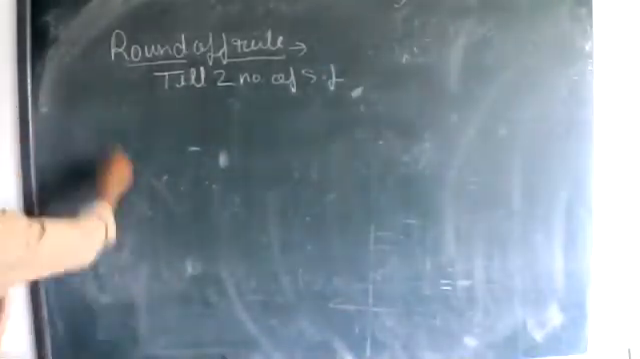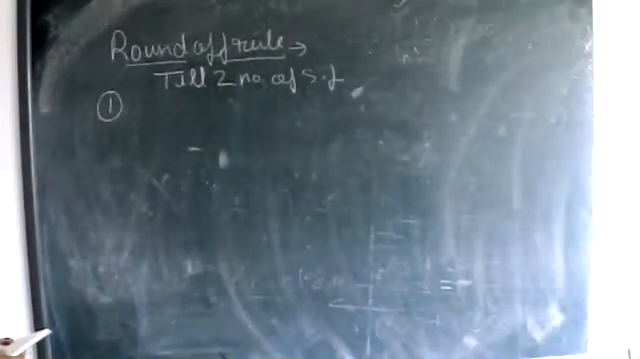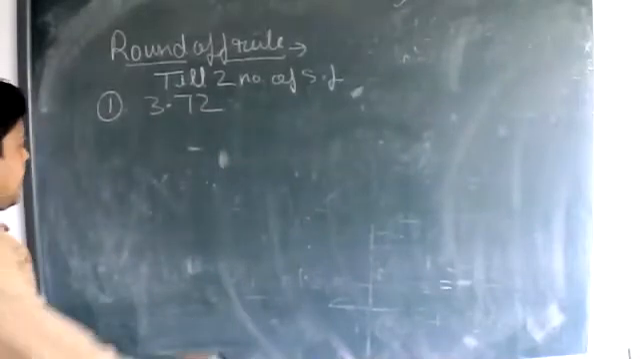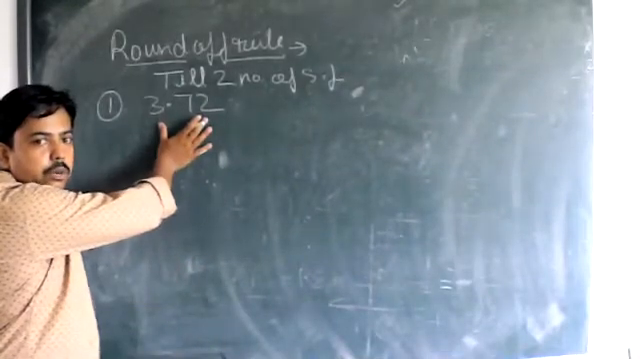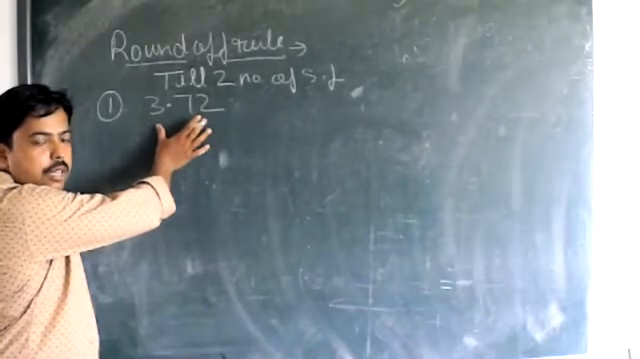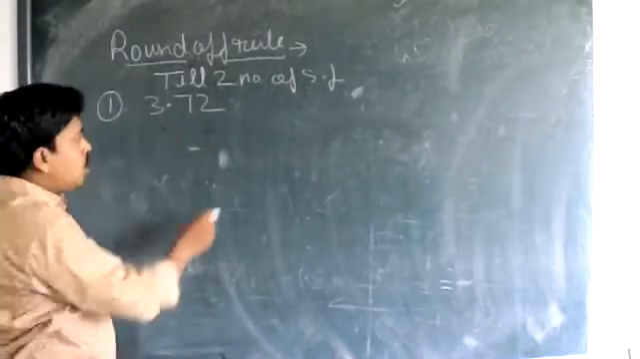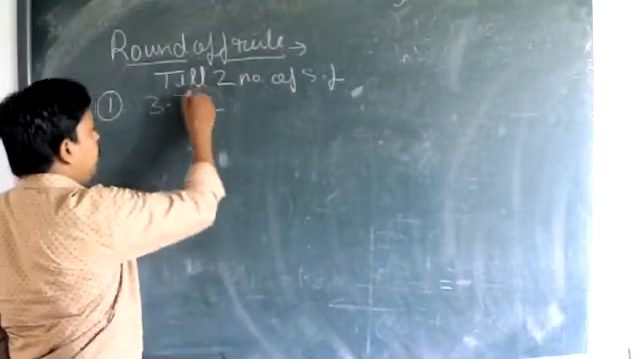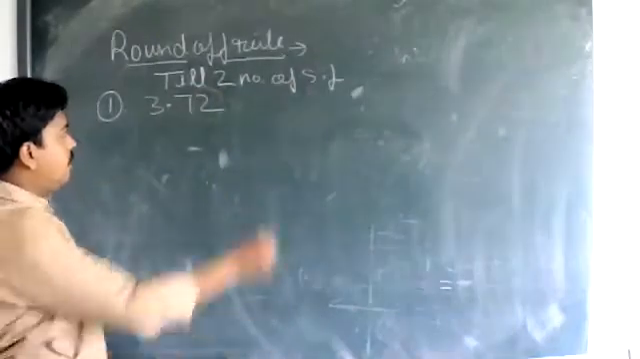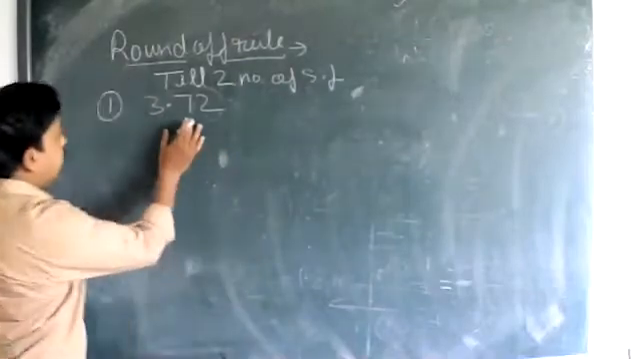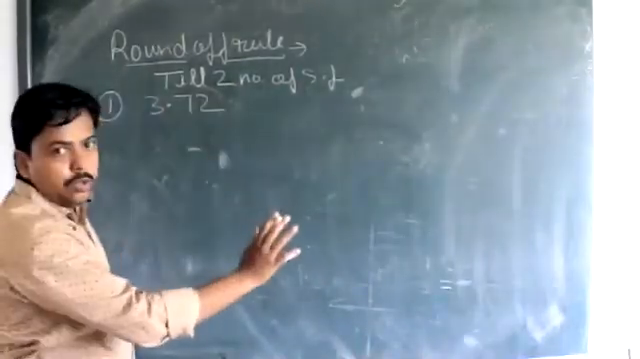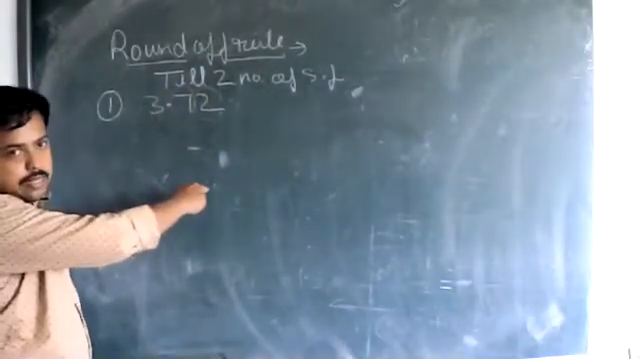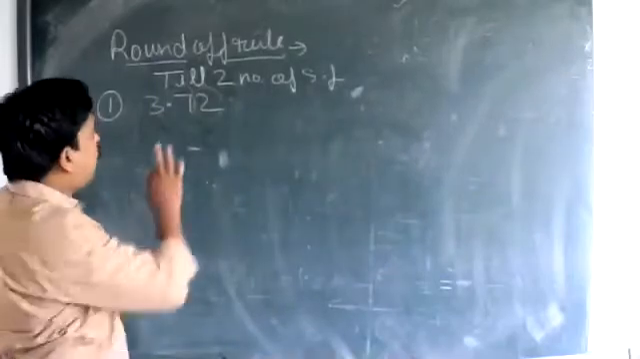For example, the first example: how many significant figures does it have? We know from our previous knowledge it has three significant figures, 1, 2, 3. So if you want to get till two significant figures, that means this number should be eliminated. Am I right? Now, after eliminating it, what will be in place of 7? Will it be 7 or something else? We need to find that out with the help of round off.